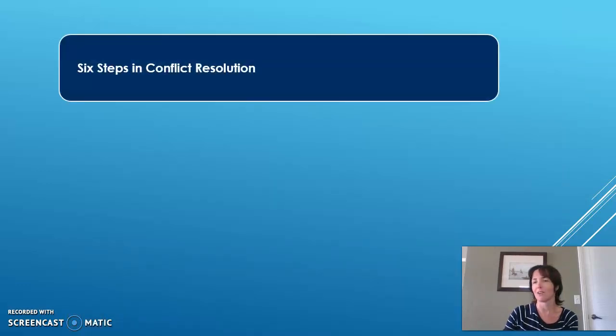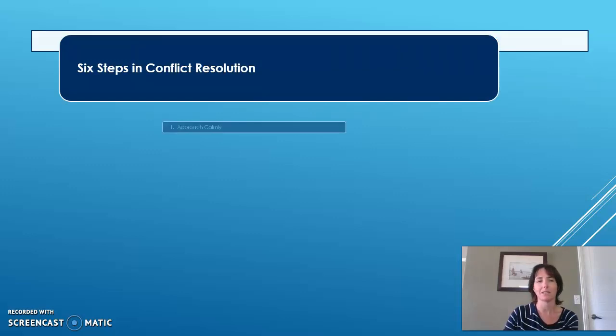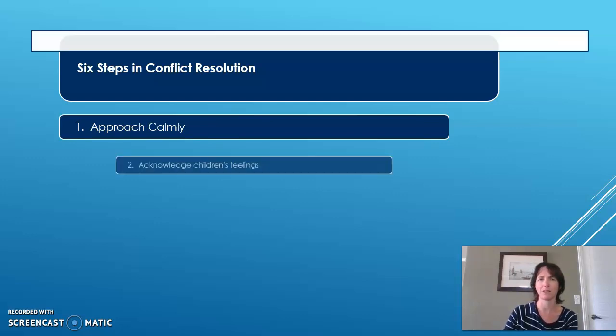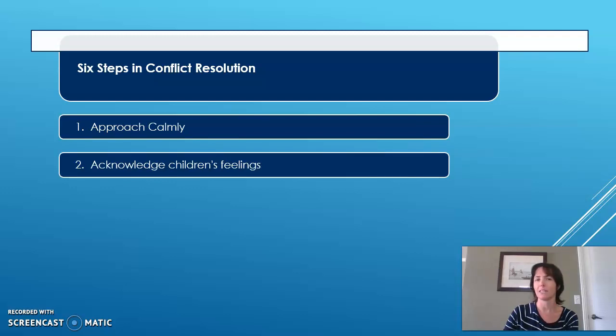The 6 steps in conflict resolution is such an important one. I wanted to make sure that we know them. The first is to approach calmly. So instead of yelling, "Stop fighting," you just go, "Wow, I noticed that something is going wrong." And then you talk about the children's feelings. You would ask Johnny and Sonia to see how each other are feeling.